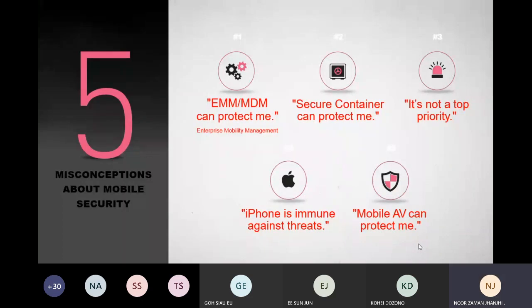All of the users have misconceptions. Very importantly, five misconceptions are there. Number 1 misconception is, we feel that EMM and MDM can protect us. What are EMM and MDM? EMM is enterprise mobility management, and MDM is mobile device management. These are the servers, resources by the company from where we are buying the cell phones. They are always connected with our cell phone.